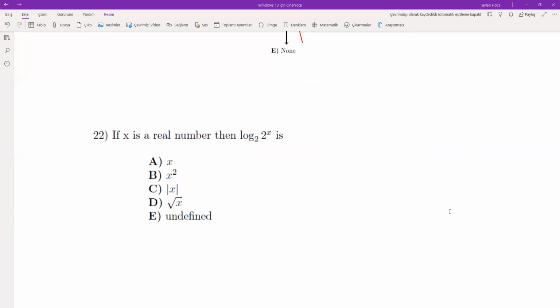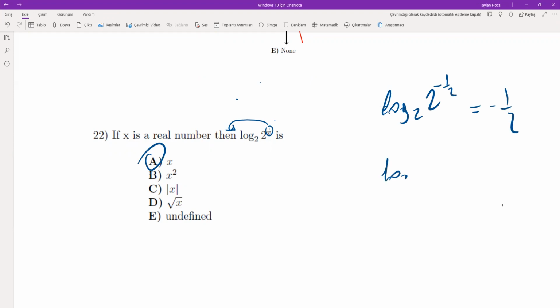What's this? Log base 2 to the power x. X? Yeah, because that goes here. And even if x is negative, it stays negative. Even if x is positive, it stays positive. So it's direct x, because you can have log 2 to the power negative 1 over 2. It's negative 1 over 2. You can have log 2 to the power 3. It's 3. Okay?